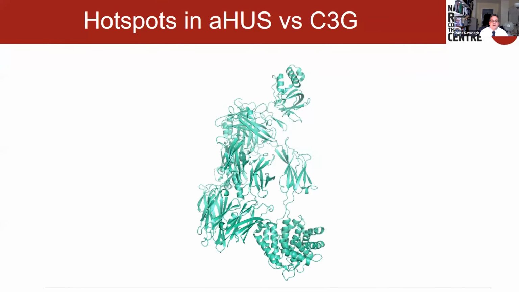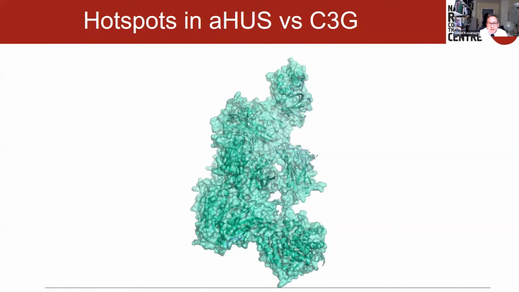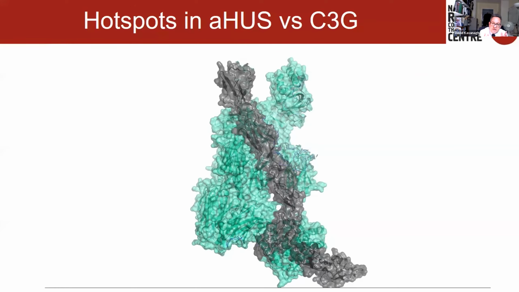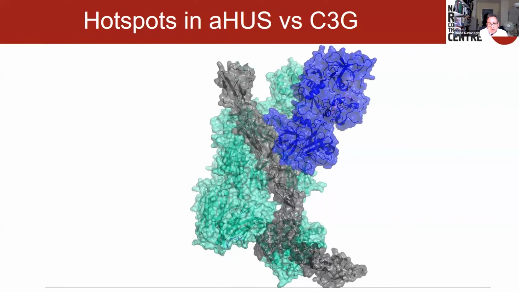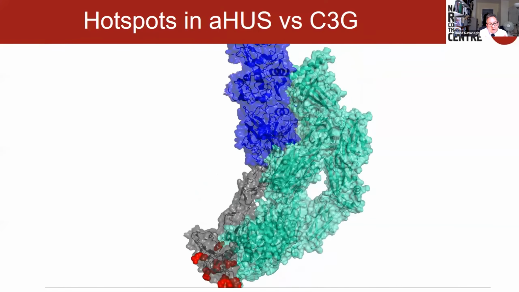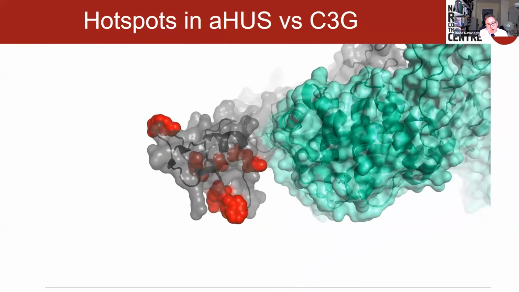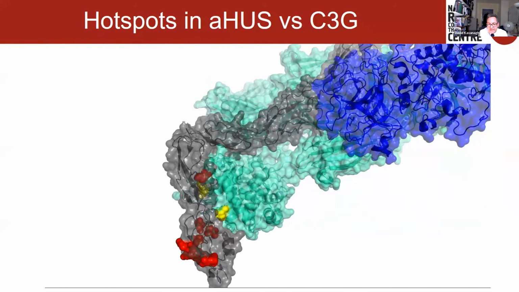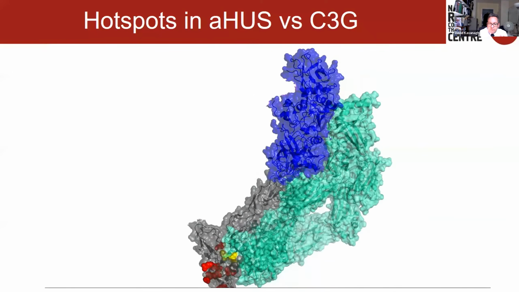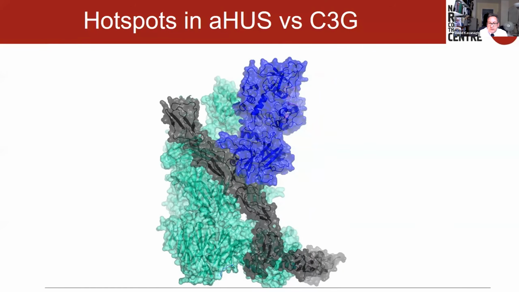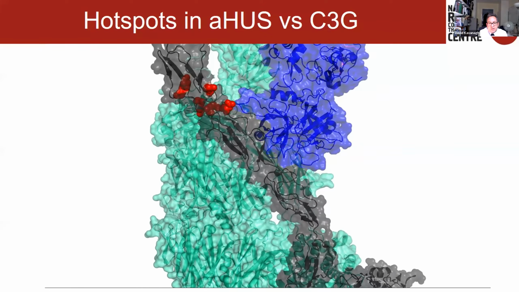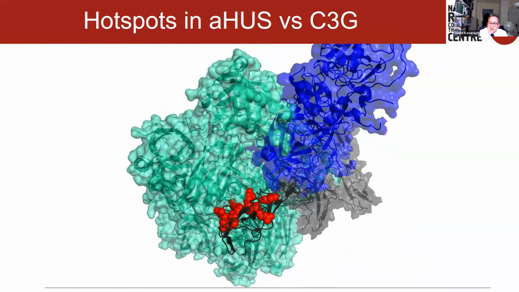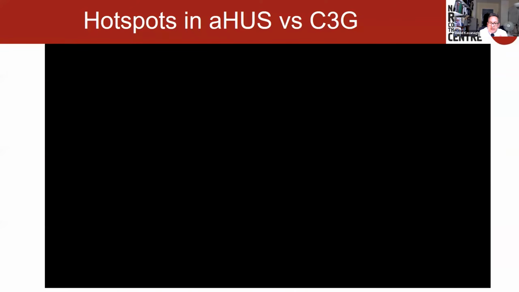Now, I have said that there are hotspots. This is C3b in cyan, and then you have factor H binding in dark grey and factor I in blue there. The mutations in HUS are on the C-terminal end. This groove you see here is where sialic acid interacts with factor H and C3b on the cell surface, and the mutations in red are HUS associated ones and the C-terminus. And now you will see that the mutations in C3G are at the N-terminal end, and that results in fluid phase dysregulation rather than the cell surface dysregulation you see in atypical HUS.